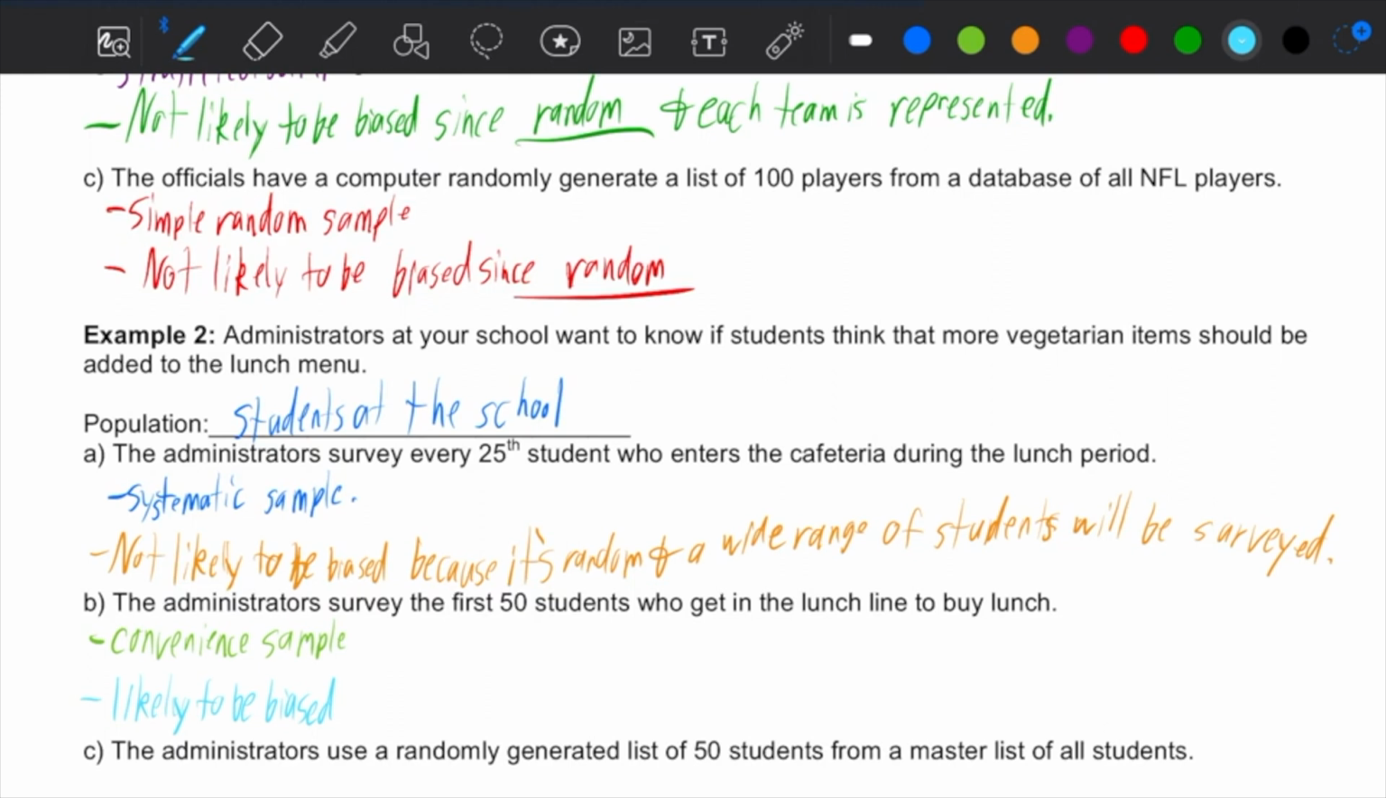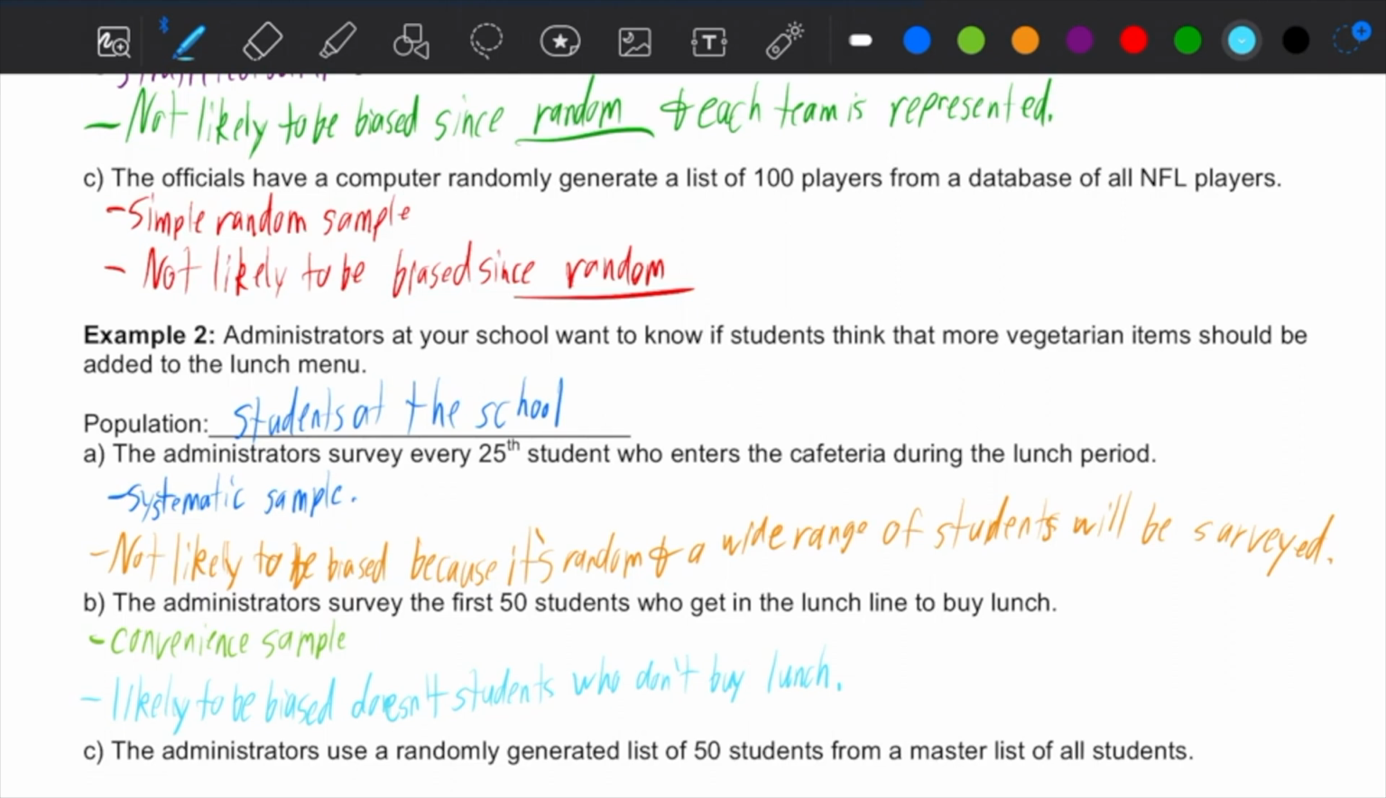And there's a few reasons. One could be it doesn't include students who don't buy lunch, you know. So one reason is, it doesn't include students who don't buy lunch, like I said, because maybe they would start buying lunch if there were more vegetarian options. Maybe you can think of other potential reasons of why this could be biased as well.